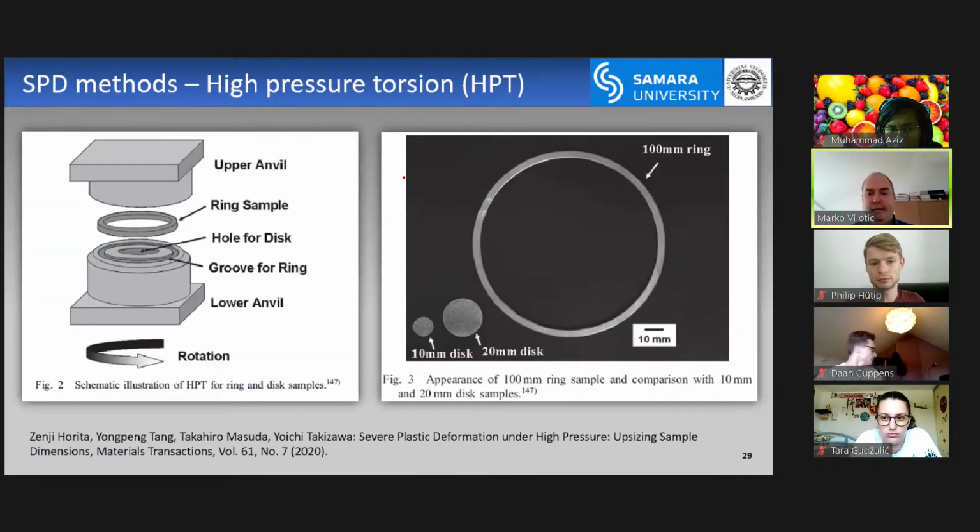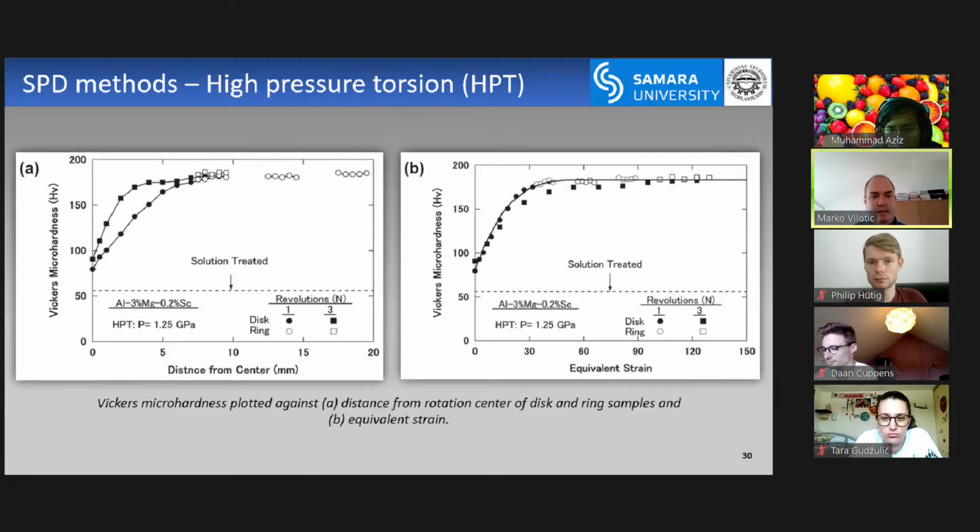And then some scientists say, okay, I don't need the whole disk, I will just make a ring. And in this area, you will have good performance, even distribution of the properties. They wanted to check, let's say, Vickers microhardness, and they checked the disk and the ring, and again you have this saturation after a while, after a certain strain.